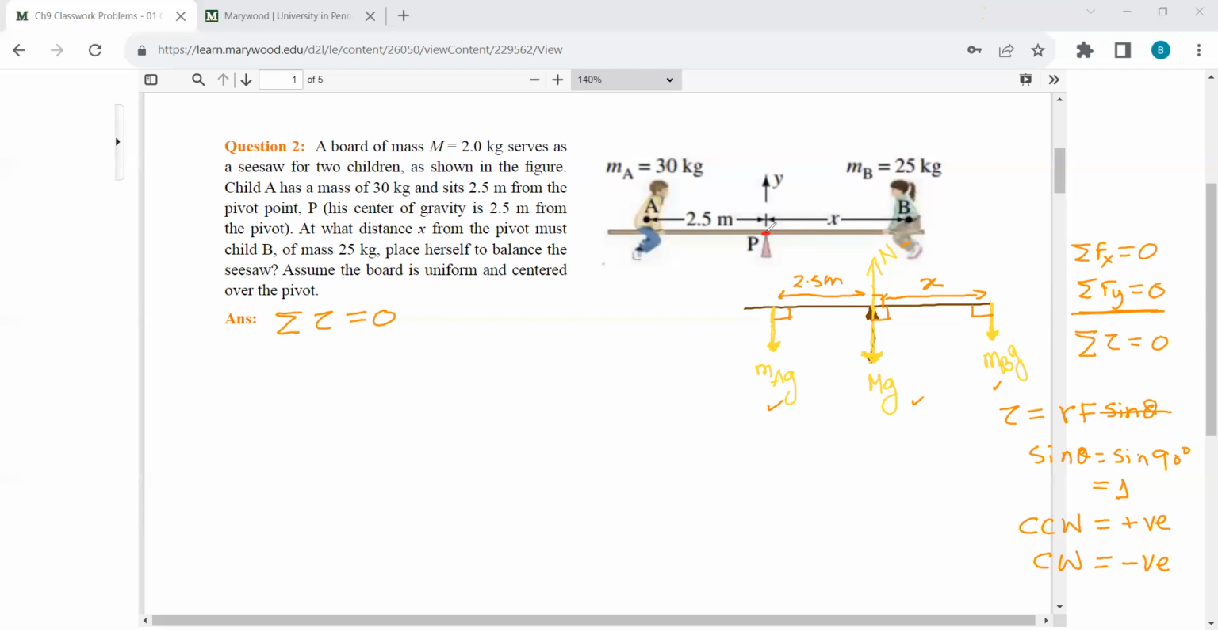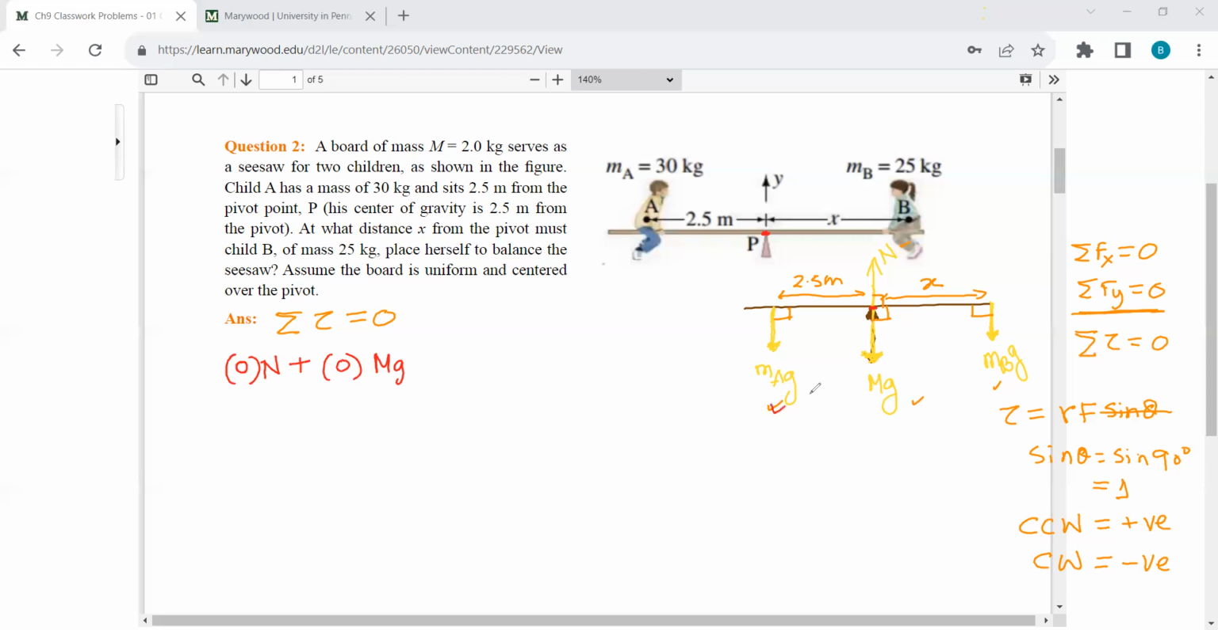Later you will see that in many problems there is no particular axis of rotation. In those problems you are free to choose any point as your axis of rotation. We'll see that later, but for this problem, because it is easy, let's use this as our axis of rotation. If this is our axis of rotation, then r for the force N is 0, because N is here, and the distance from the axis of rotation to the point of N is 0. So this is our first term. For the second term, big mg, the lever arm is also 0. So the first two terms are 0.